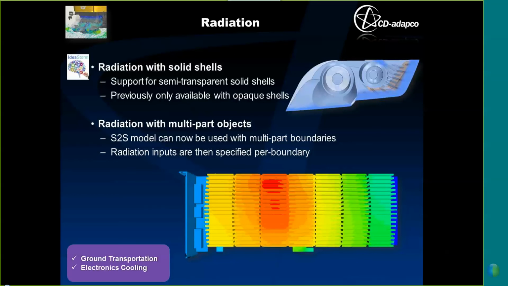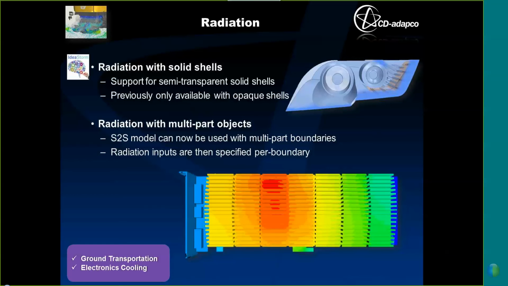We now have the capability to also do radiation with solid shells, providing support for semi-transparent solid shells. Previously this was only available with opaque shells, but now you can have semi-transparent shells so you can model things like headlamps or windows.